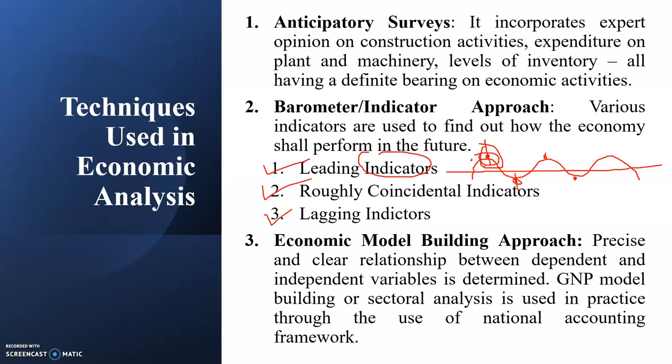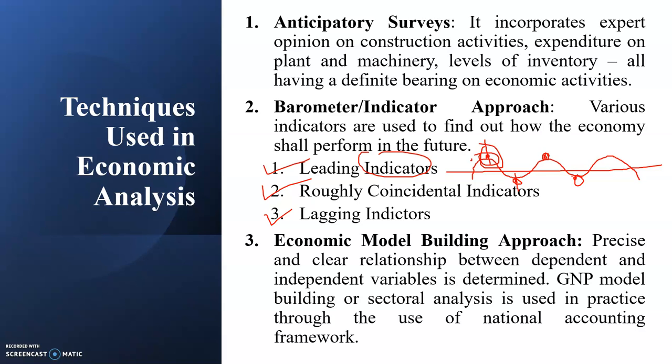Then we have lagging indicators. Lagging indicators means the lowest point or highest point will be reached only after the economy at large has reached that particular point. That means they lag behind, and they reach the particular point only after the economy at large has reached it.